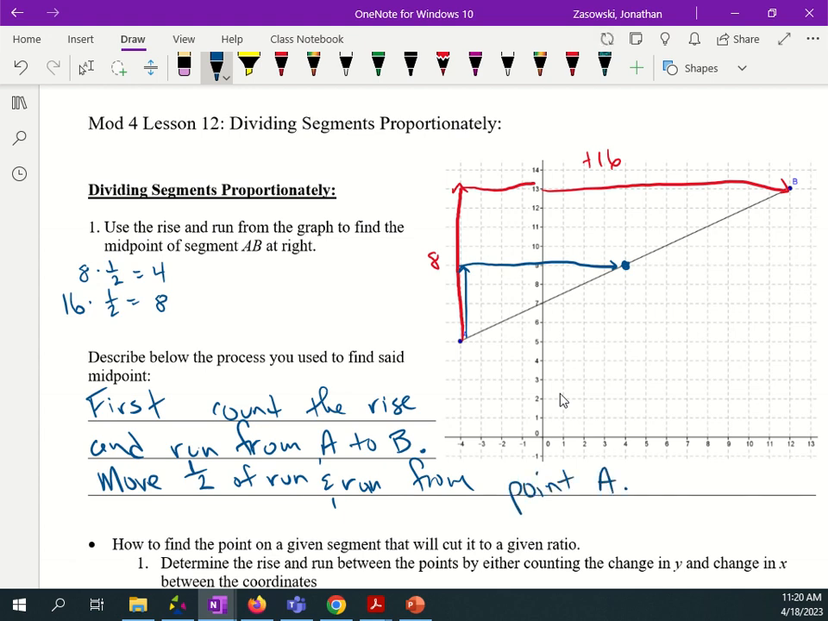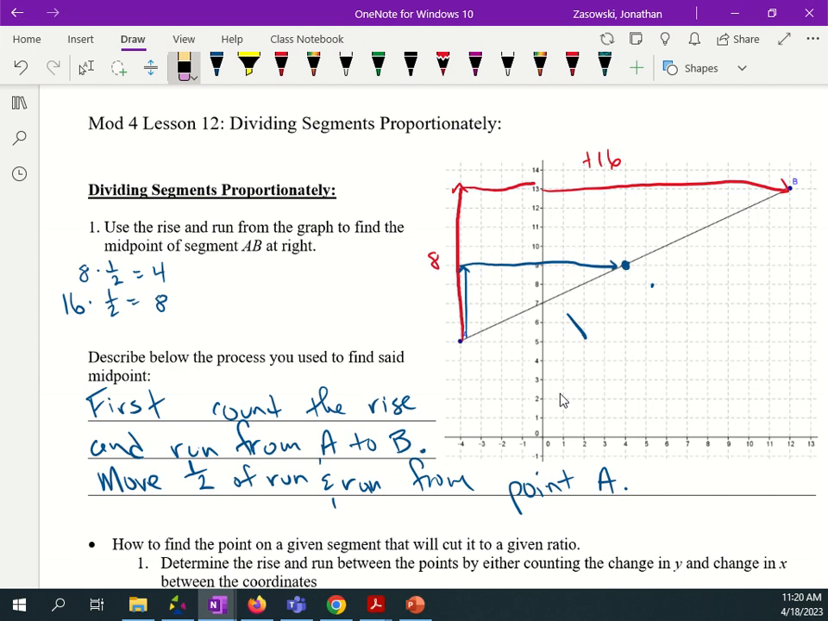Now, this point is technically cutting this into a ratio of 1 to 1, where this section over here is equal to this section. They're at a ratio of 1 to 1, correct? But where in the line is this point? How far up the line does this point actually go? So it's halfway, right? 1/2 of the line. So this distance is half of the line, but it's cutting the line into a ratio of 1 to 1. Does that make sense? Okay.